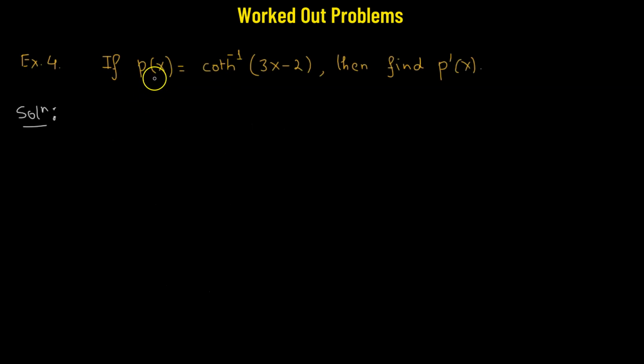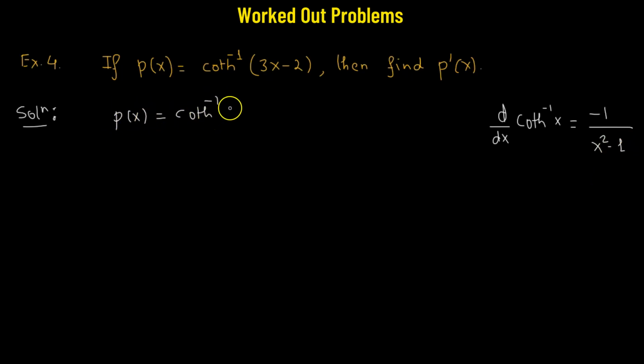So we have a function p of x given by the inverse hyperbolic cotangent function of 3x minus 2. We need to find its derivative with respect to x. So first let's note down the derivative of our hyperbolic cot function. So this is given by negative 1 over x squared minus 1. So we have p of x given by the hyperbolic cot of 3x minus 2.